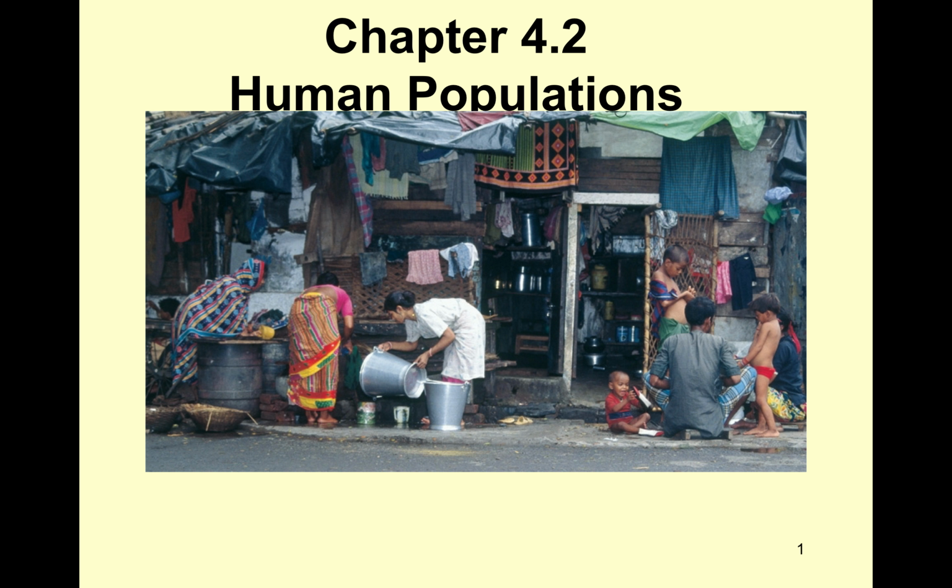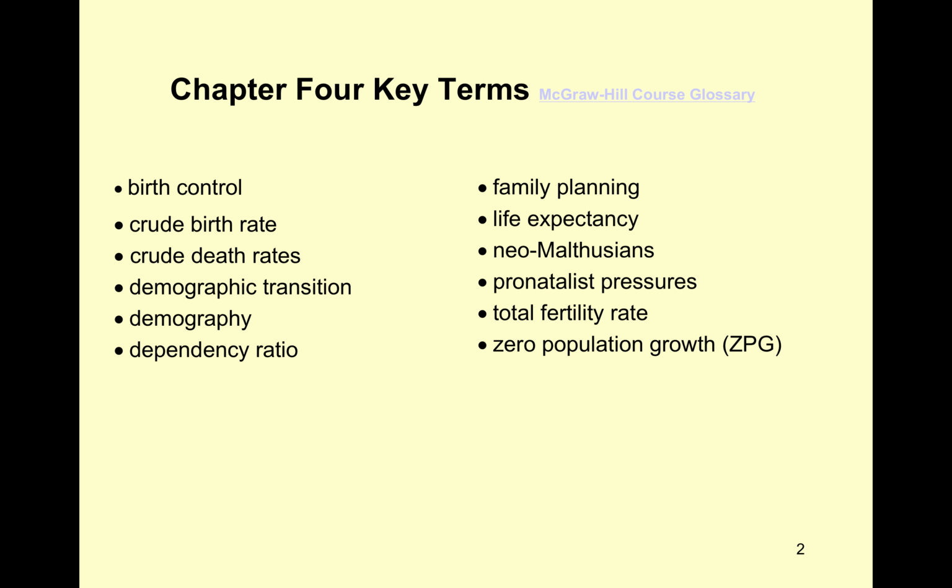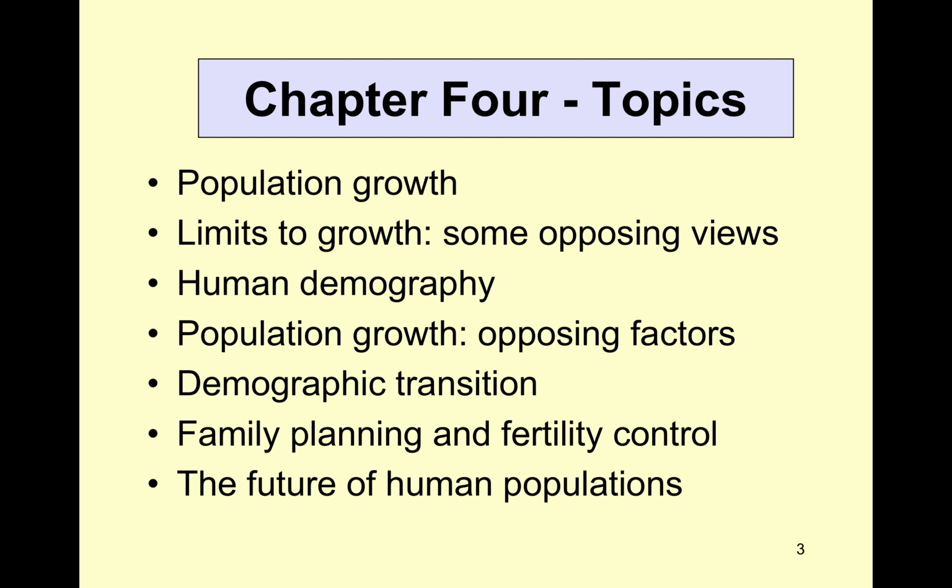is changing over time. And there's a lot of key terms that we'll talk about: birth rates, death rates, demographic transition, demography, family planning, life expectancy, zero population growth, total fertility, things like that. Okay.